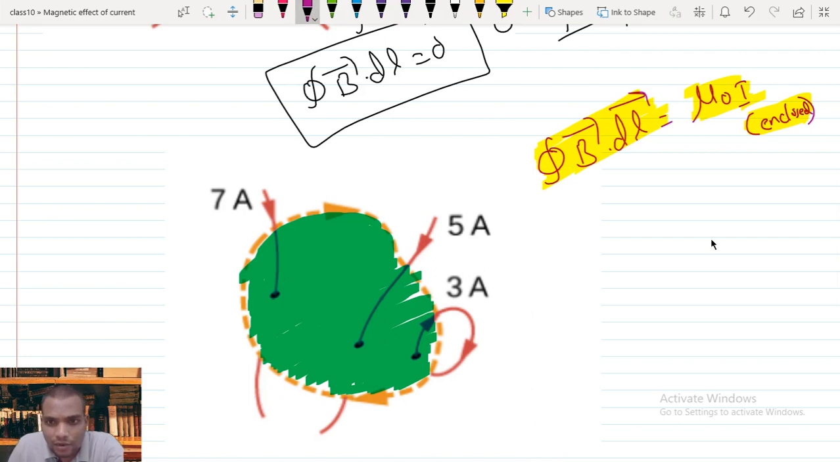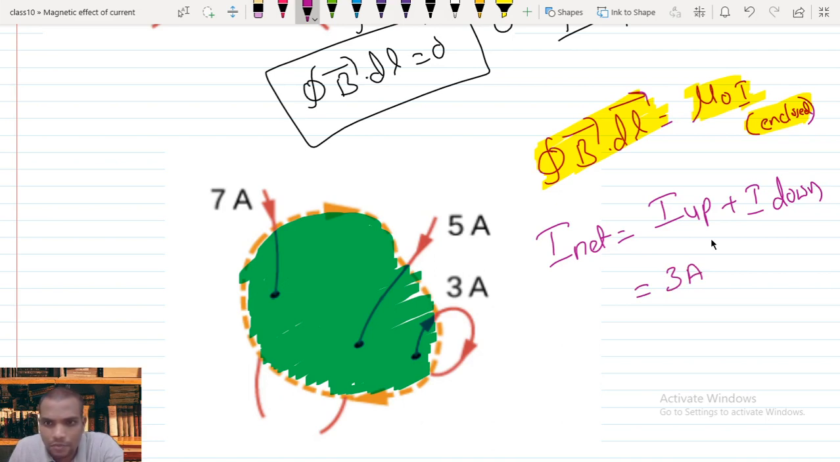Now let me find out what is the total net current. In this case also I will find which currents are going up and which are going down. The upward current is one, and all I can see is 3 amperes. The currents coming down equal 7 plus 5, so the total current going down is 12.